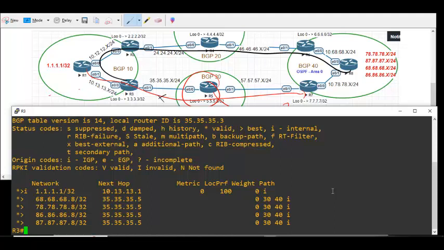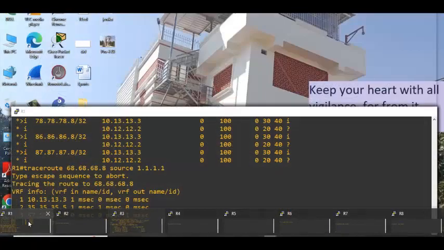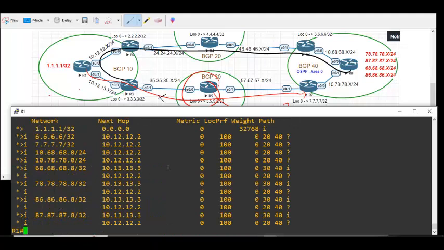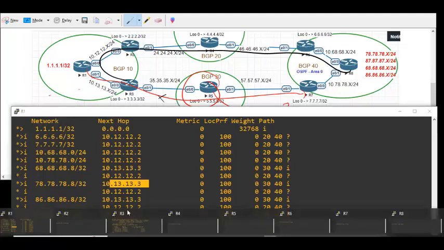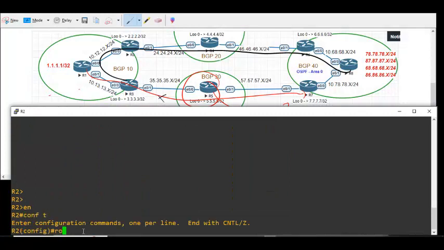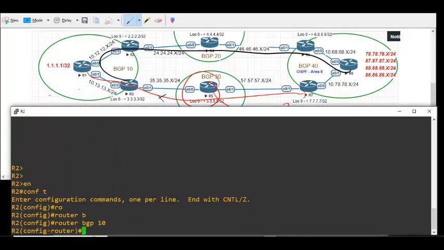Okay, how to do this? Go to router 2 and type router BGP 10. And I'm going to say bgp. Please see the command, the command is slightly different. You're already inside BGP, but you need to type bgp again. bgp default local-preference. This is the syntax. Don't forget.